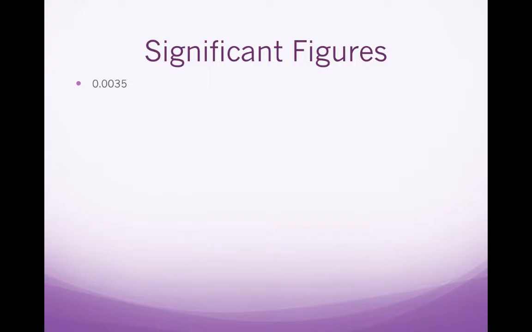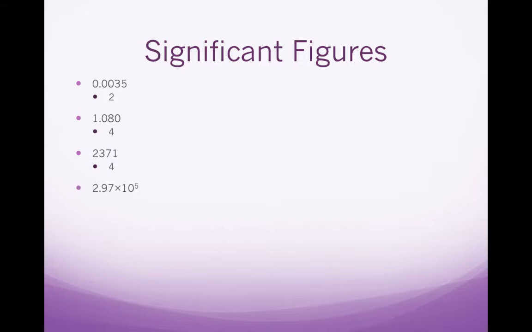So 0.0035. We have 2 significant figures, the 3 and the 5. The zeros are insignificant because they're at the beginning of a decimal number. They are just placeholders. 1.080. We have 4 significant figures, the 2 non-zero digits. Then the 0 between the 1 and 8 is significant because it's a sandwich 0. The 0 at the end is significant because it is after a decimal point. 2,371, we have 4 significant figures, all non-zero digits.